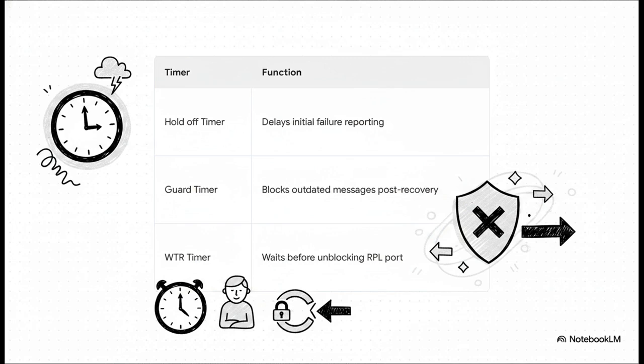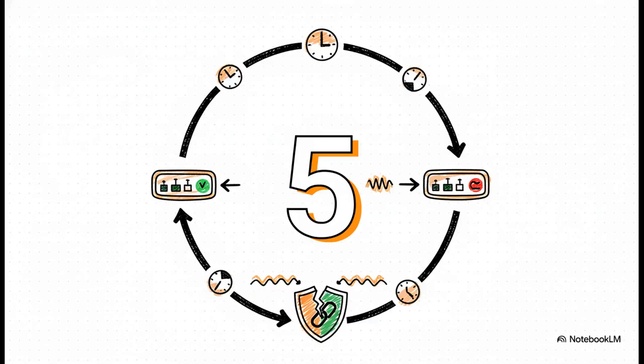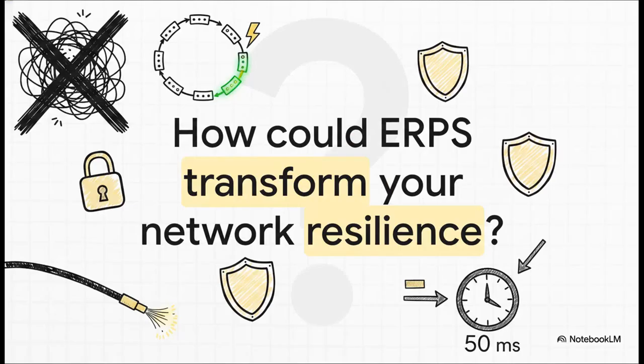And third, the wait to restore timer makes sure the network waits calmly before reapplying that roadblock at the RPL port. Let's emphasize this specific number for a second, 5 minutes. That is your standard wait to restore duration. The RPL owner will literally wait a full 5 minutes after hearing the all clear before it blocks its port again. It's your ultimate safeguard, preventing a faulty, bouncing link from just endlessly resetting your topology and destroying your network's performance.